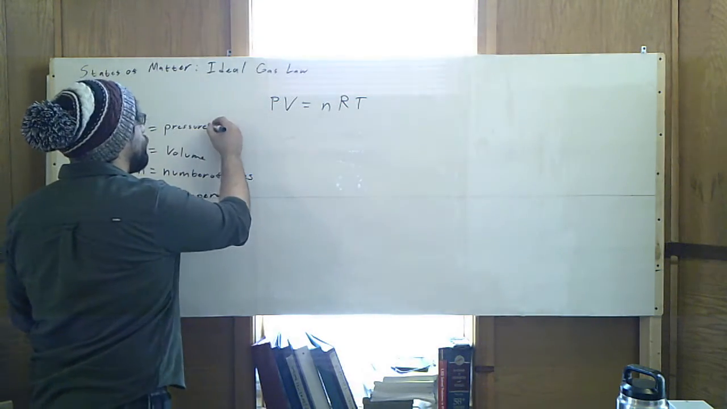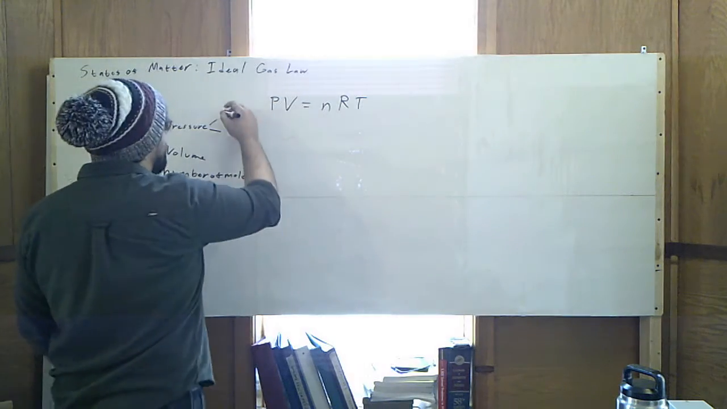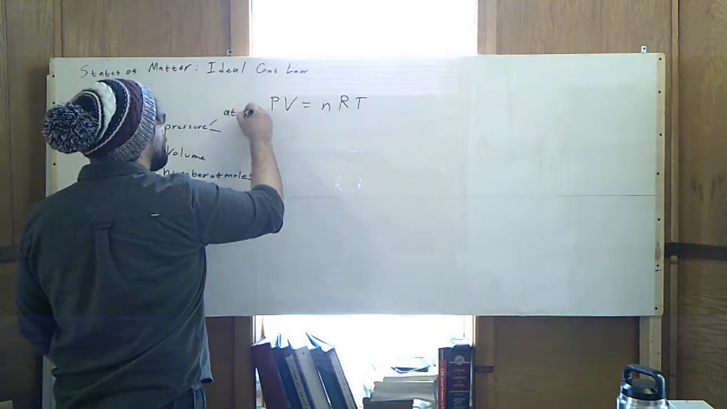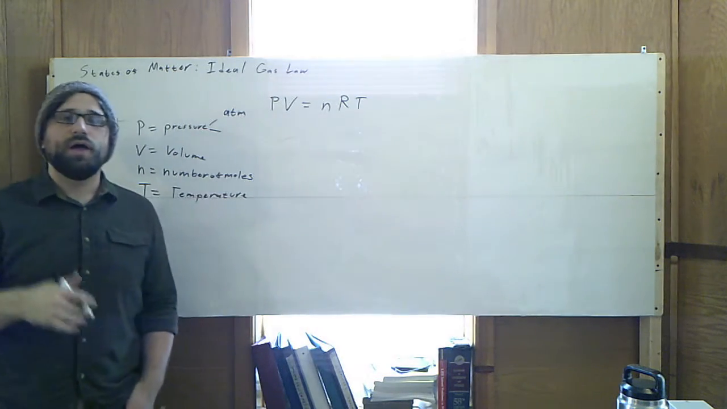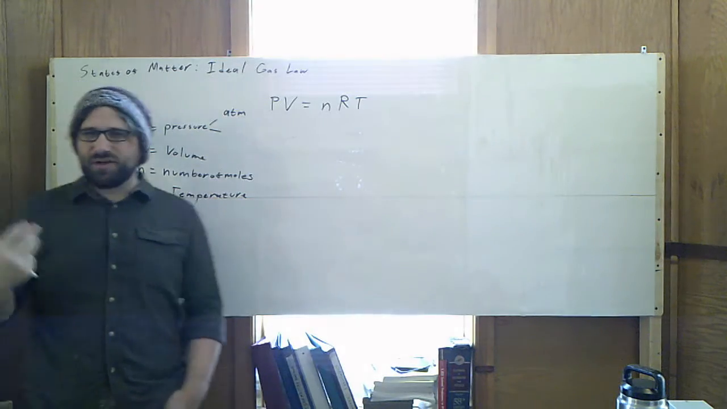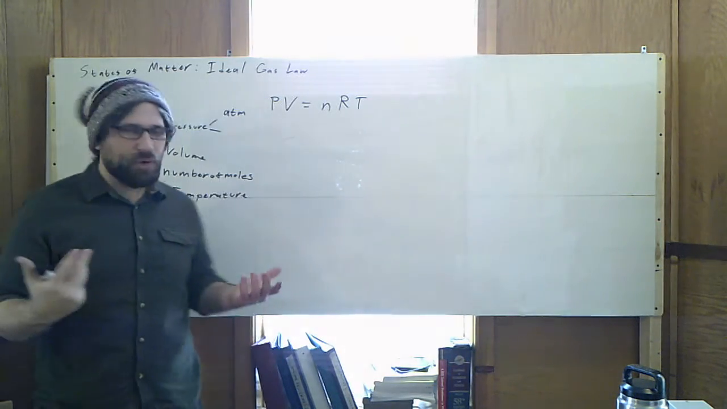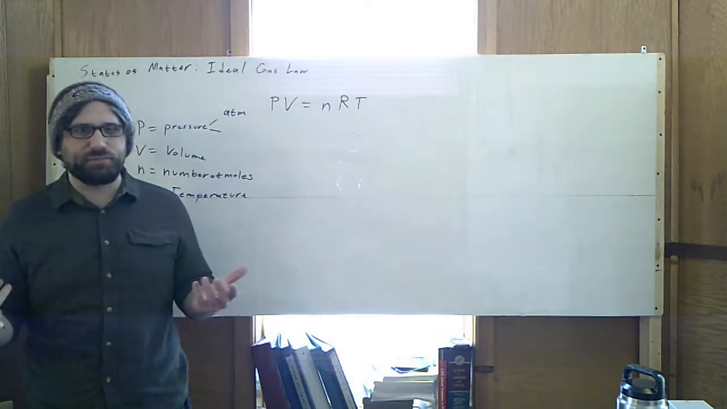Pressure will be measured in 2 different units. One is atmospheres, abbreviated ATM. Atmospheres are incredibly useful just by virtue of being really comprehensive. How much is 1 atmosphere? Well, it's about the pressure I'm experiencing right now. How much is 2 atmospheres? Well, it's about double this pressure.